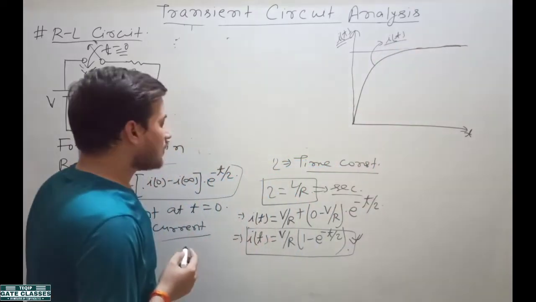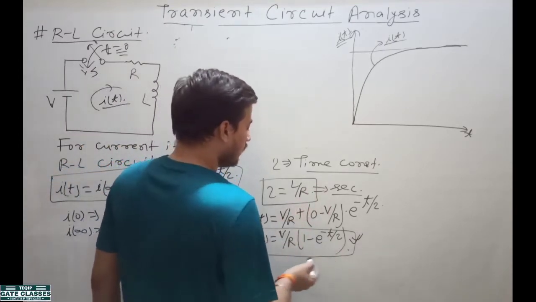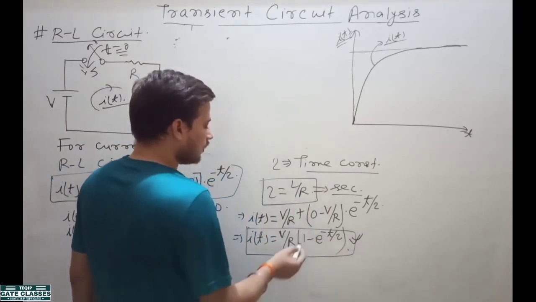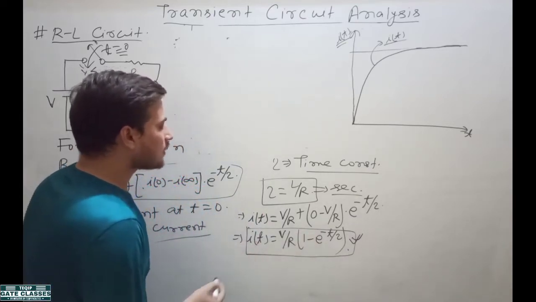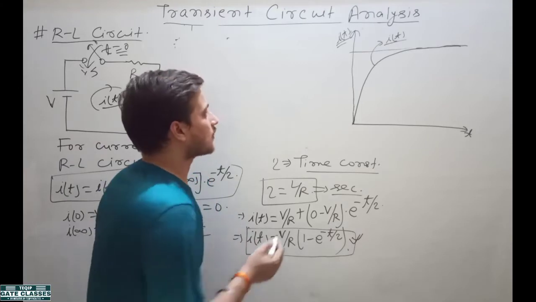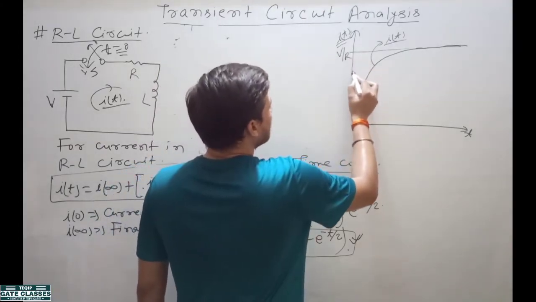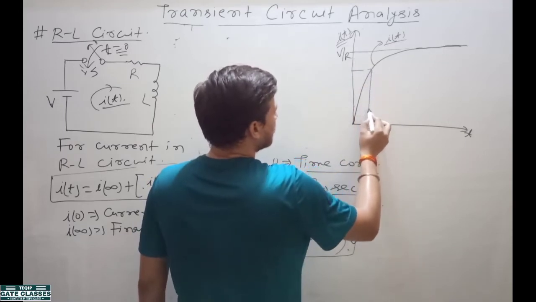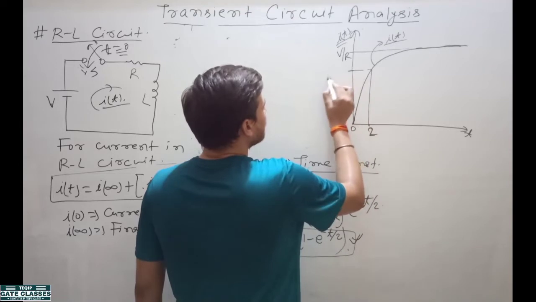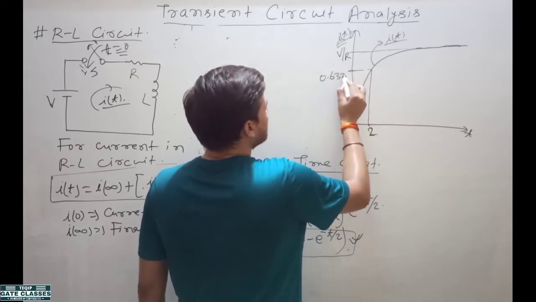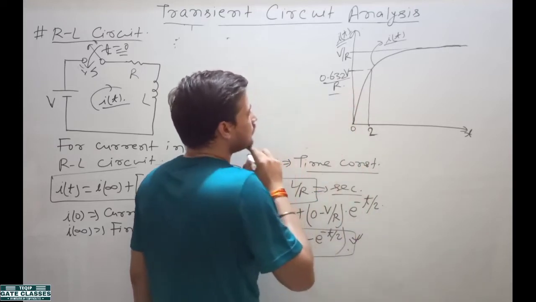Now one time constant is defined, tau. So tau is equal to what? If you put t equal to tau, then i(t) will be equal to 0.632 V by R. That means here the value is V by R. You will get a time constant tau here. This is time constant tau. This is 0. So here the value will be 0.632 V by R.